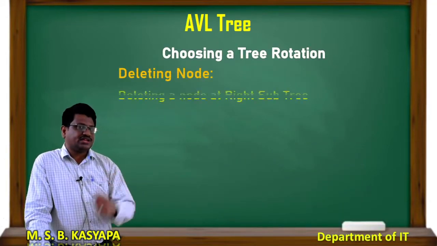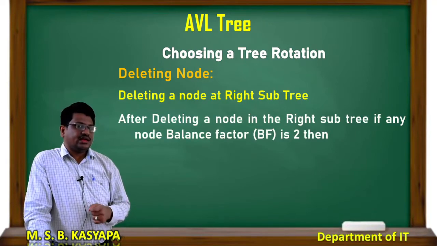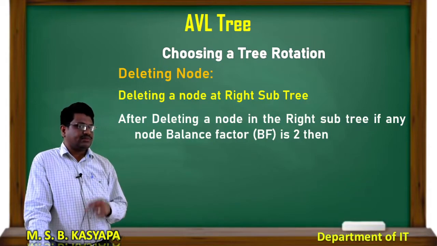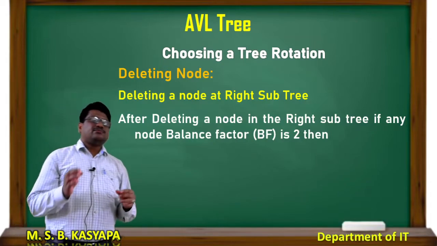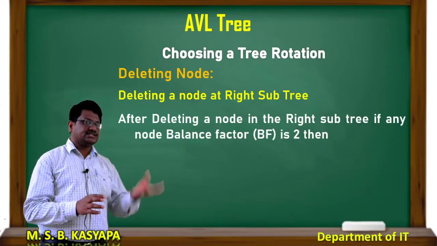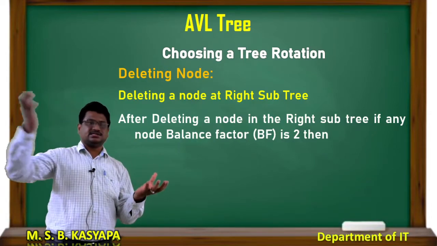Okay, let's move to the deletion. If I am deleting an element from the left subtree, then the left side is decreasing automatically, that means the right side is increasing.